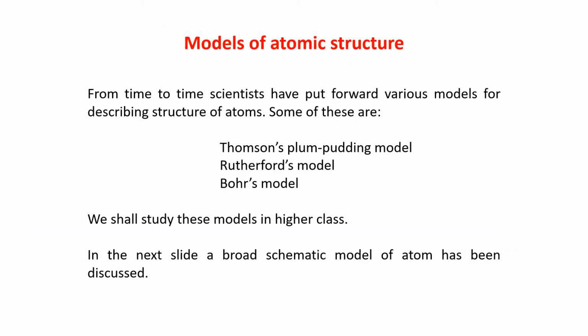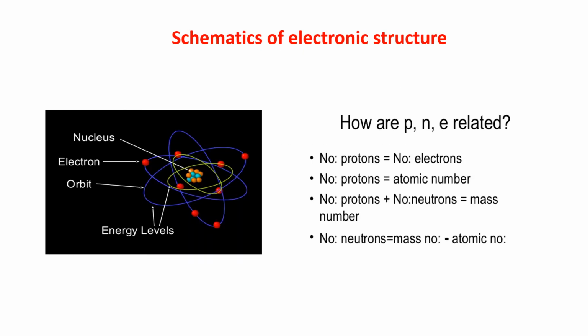From time to time, scientists have put forward various models for describing the structure of atoms. Some of these are Thomson's plum pudding model, Rutherford's model, and Bohr's model. We shall study these models in higher classes. In the next slide, a broad schematic model of the atom is discussed. This is the electronic structure of an atom.